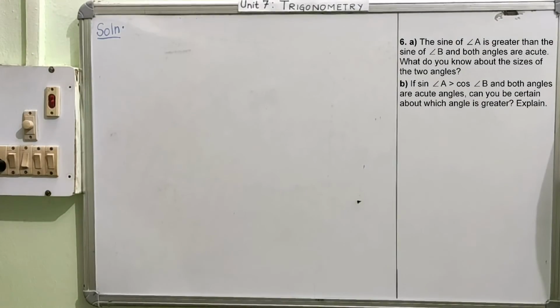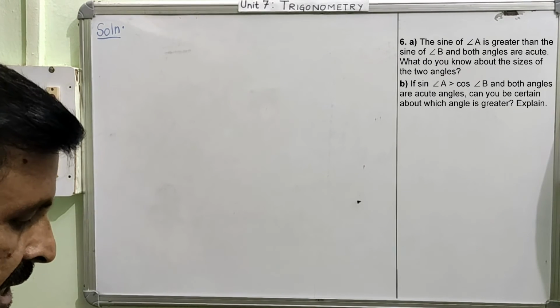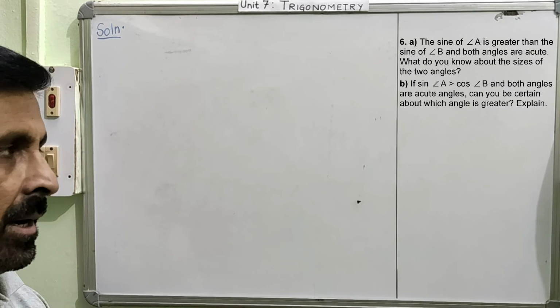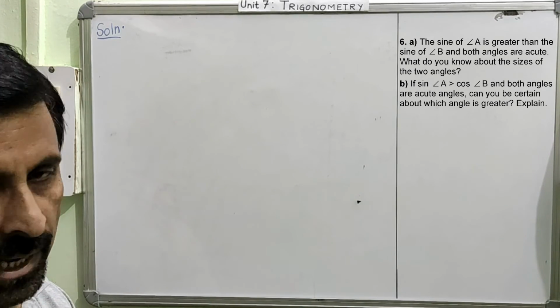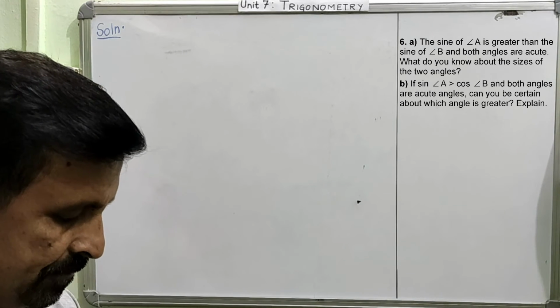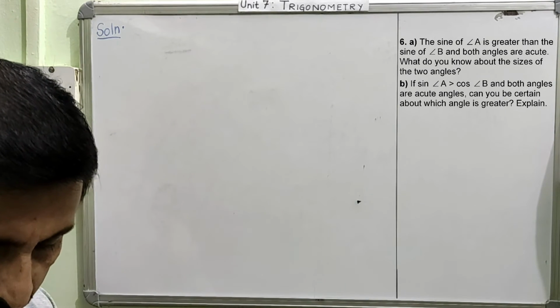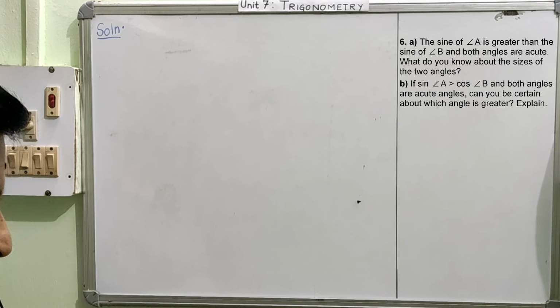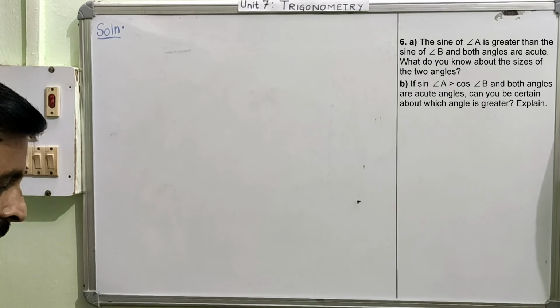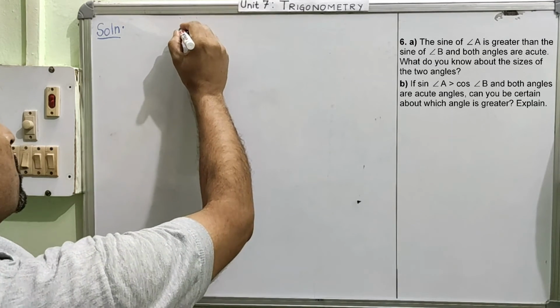Now we are moving on to the last question of this exercise. Question number 6 is very interesting. This is a really smart question, right? Here you need to have some intelligence. The question is, the sine of A is greater than the sine of B. So I will write down what the question says.